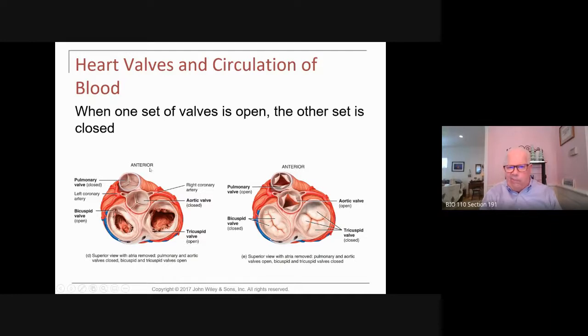The outflow of the left side is the aortic valve. The aortic valve puts the blood into the aorta. The aorta is the biggest artery in your body, and it carries blood that's ejected from the left ventricle, and that blood is oxygenated. So these are the valves. Okay? So, does that make sense, guys?